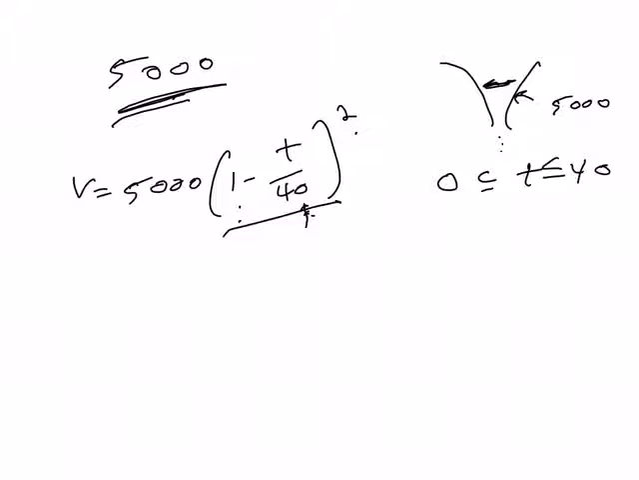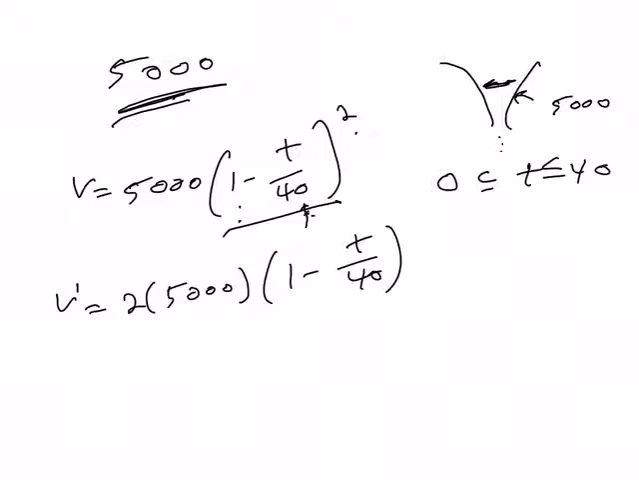10 minutes, 20 minutes, whatever. So let's just take the derivative of this, which is going to be equal to 2 times 5,000. We're going to have a chain rule here, yeah? So 1 minus t over 40, and then times the derivative of this, which is going to be negative, and then we're at negative 40 times 1, minus t times 0, over 40 squared. So this is what we get.